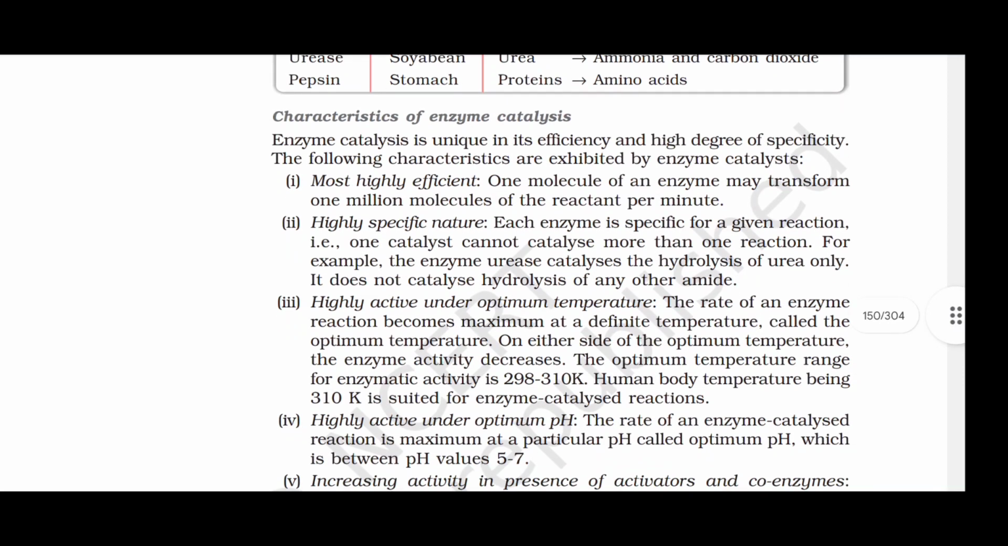ठीक है। कैरेक्टरिस्टिक्स ऑफ एंजाइम कैटालिसिस। Enzyme catalysis is unique in its efficiency and high degree of specificity. The following characteristics are exhibited by enzyme catalyst. First, most highly efficient. One molecule of an enzyme may transform 1 million molecules of the reactant per minute.